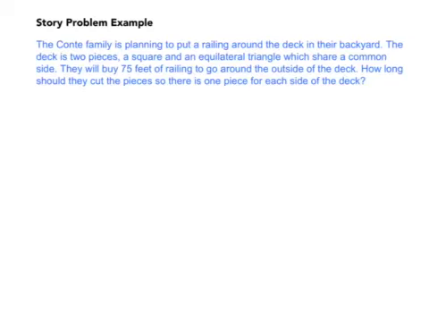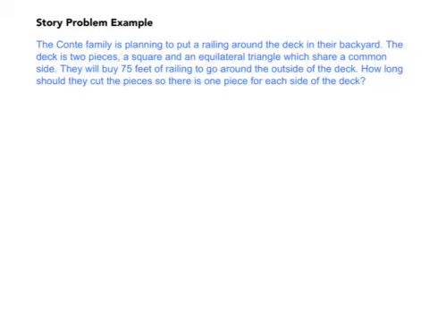For our first story problem example, the Conte family is planning to put a railing around the deck in their backyard. The deck is 2 pieces, a square and an equilateral triangle, which share a common side. They will buy 75 feet of railing to go around the outside of the deck. How long should they cut the pieces so there is 1 piece for each side of the deck?